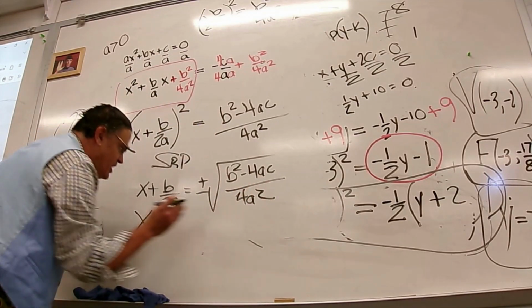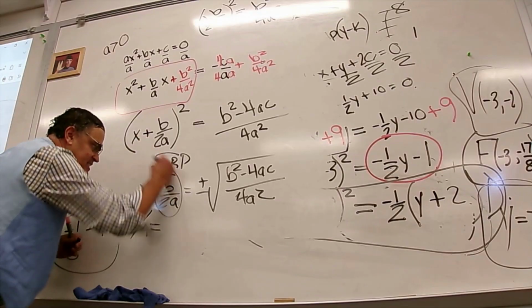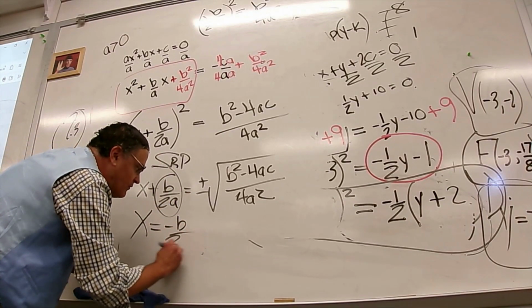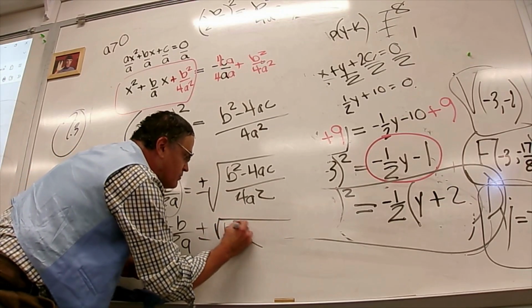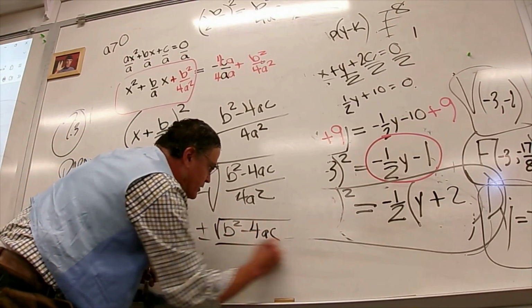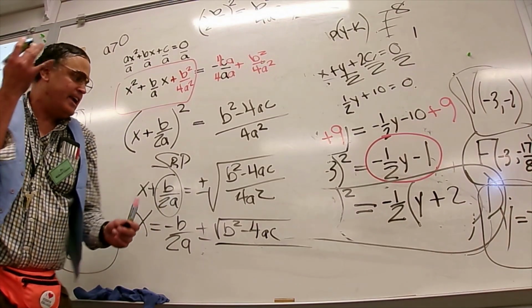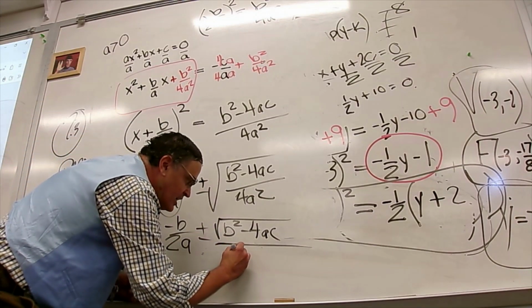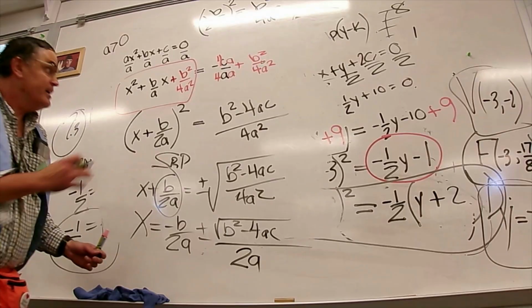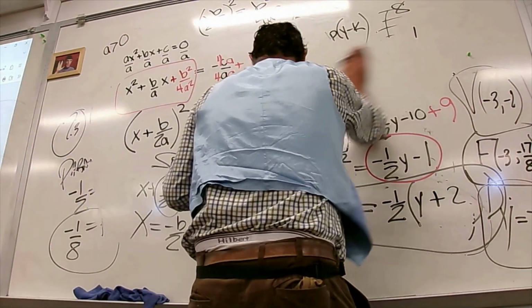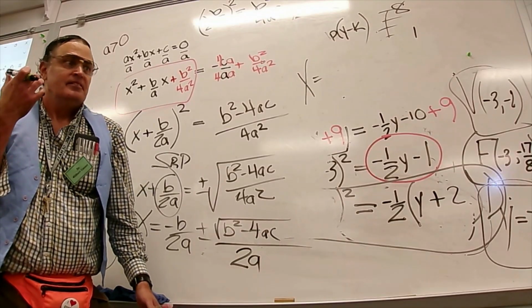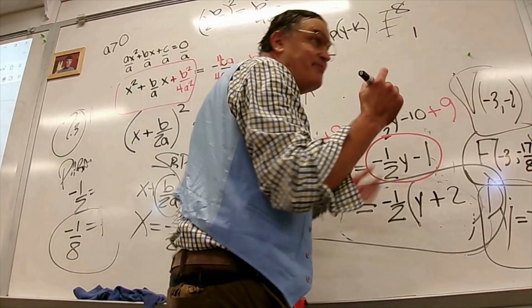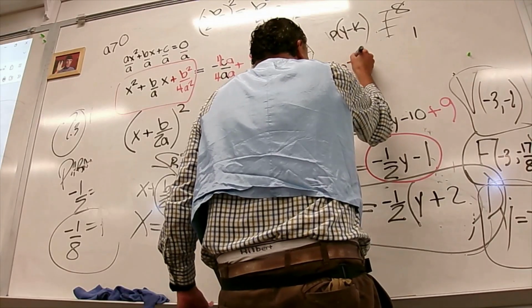I'm going to subtract this on both sides, minus b over 2a plus or minus. The top is the square root of b squared minus 4ac, and the bottom is the square root of 4a squared. a is positive, so it's 2a. I'm going to bring those fractions together, and I end up getting what? Quadratic formula.